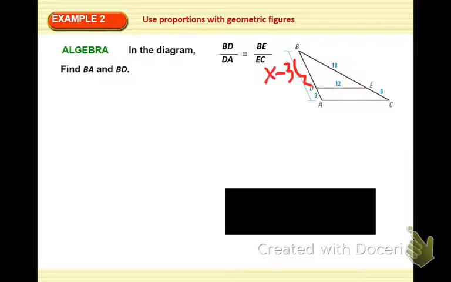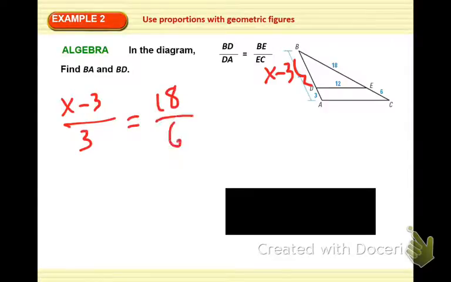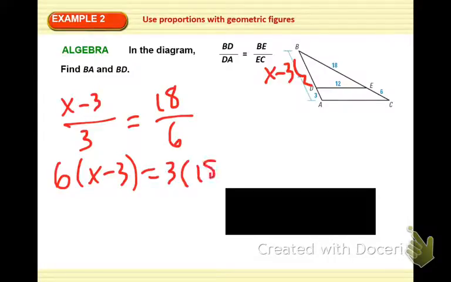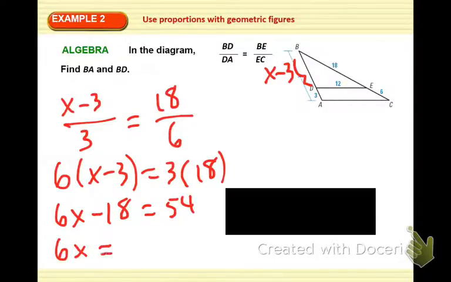Cross multiply, solve. So we'd have 6 times X minus 3 is equal to 3 times 18. Then we simplify. We get 6x minus 18 equals 54. 6x equals 72. X equals 12. The answer is 12.